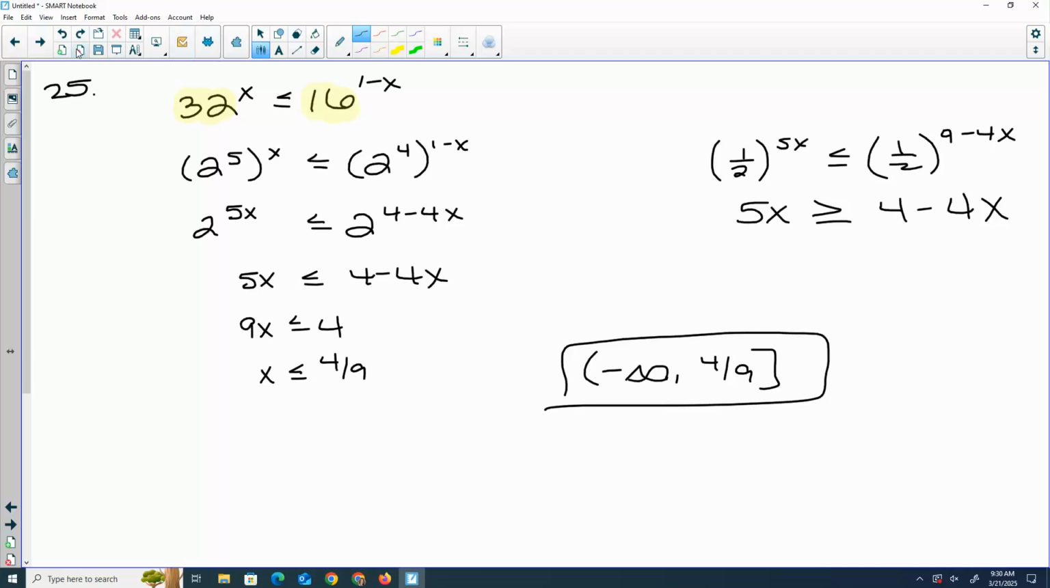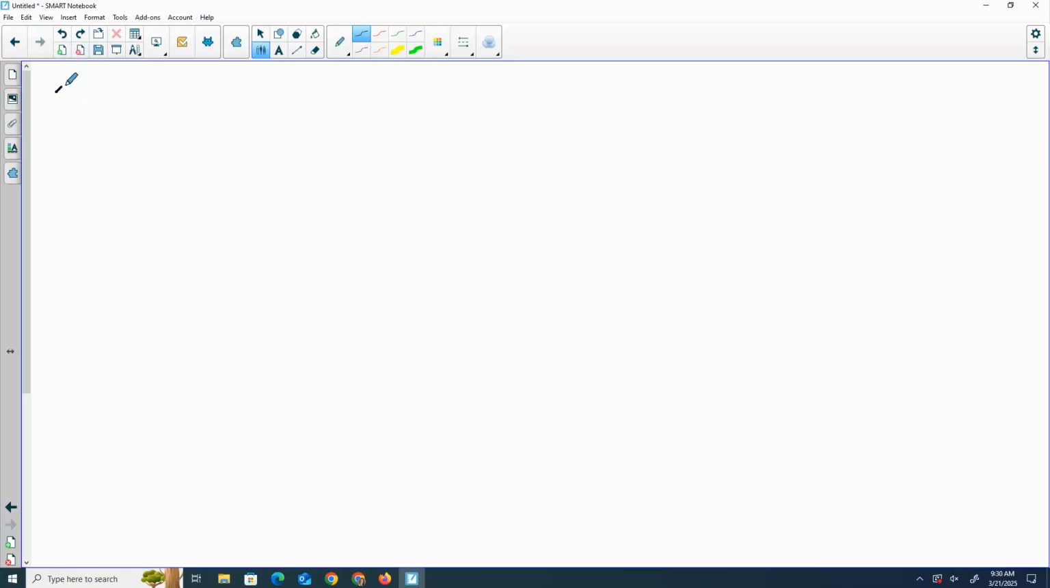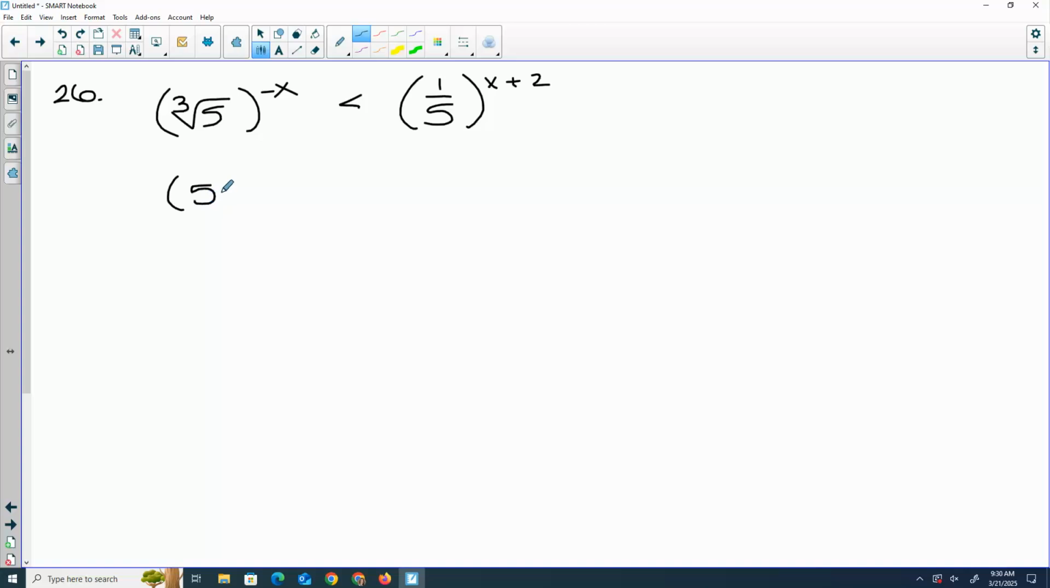Let's look at 26. So, another inequality. We have to figure out what base to use. So we can do 5 or we can do 1/5. If we don't want to worry about any extra tricks later, just go with the base bigger than 1. So a cube root of 5 is 5 to what power? And 1/5 is 5 to the -1.